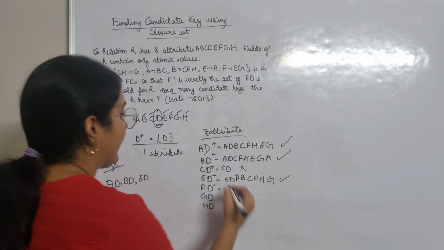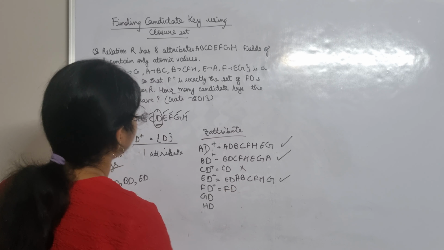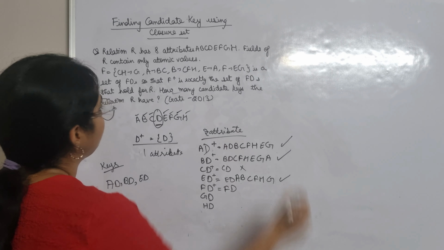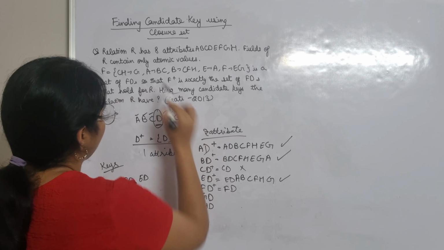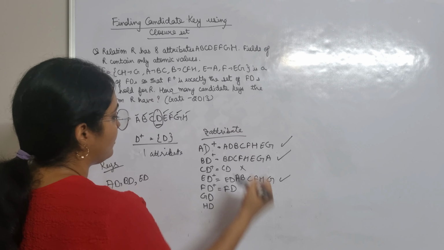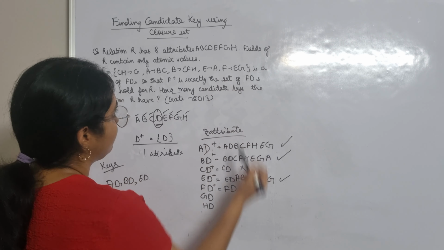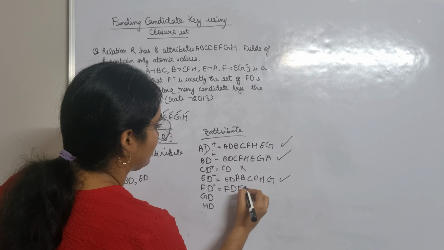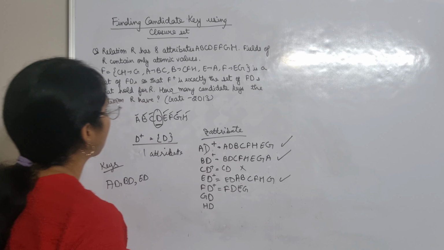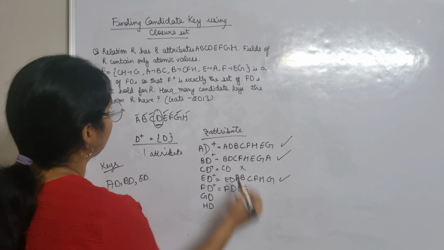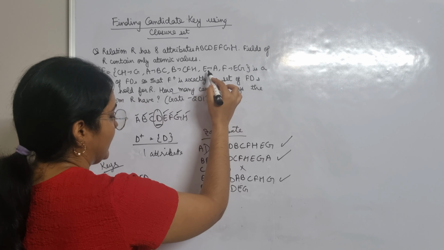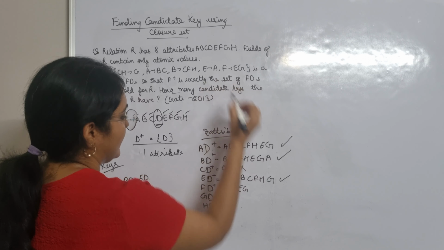Right? FD. FD, let's start here. CH we don't have. A we don't have. B we don't have. E we don't have. F we have. E and G it determines. Now CH determines G. C we don't have. A we don't have. B we don't have. E determines A. So A.